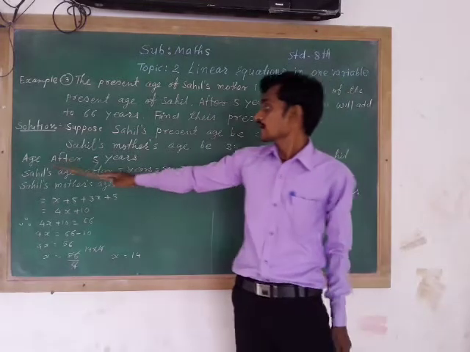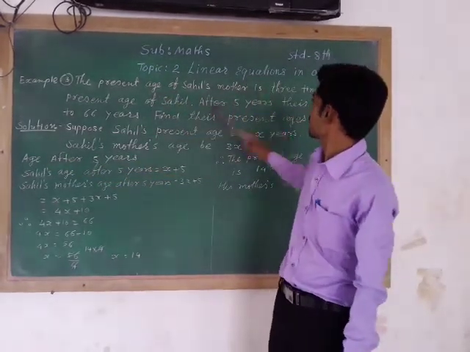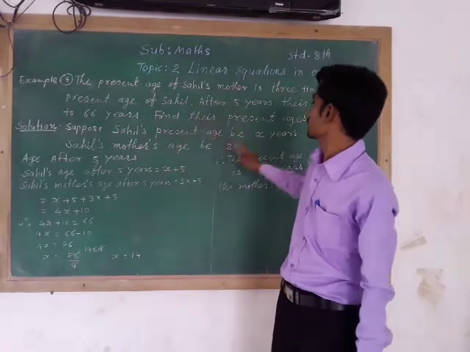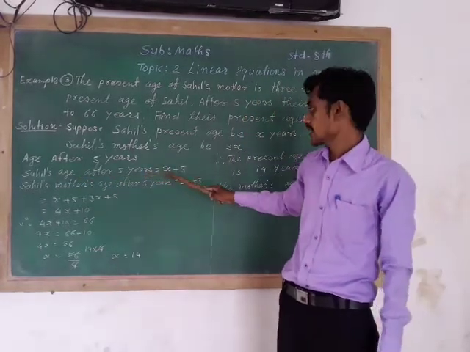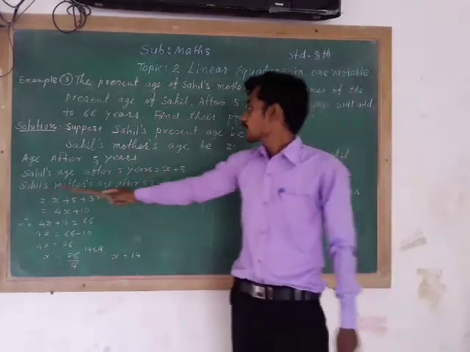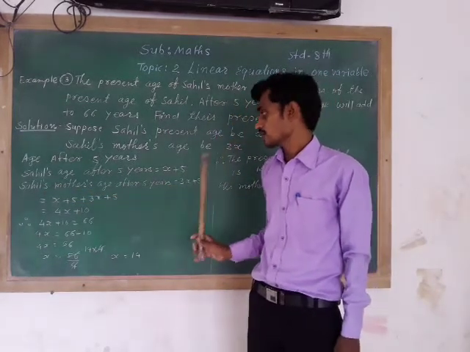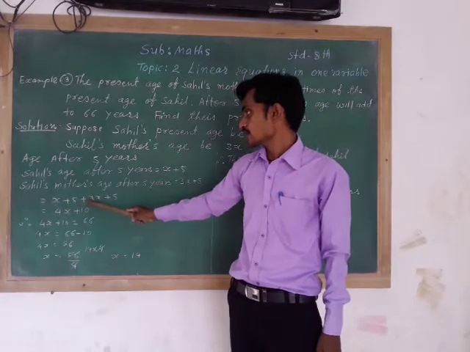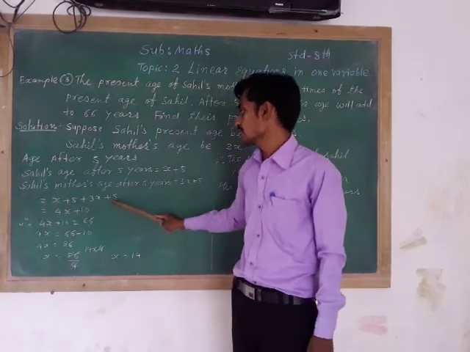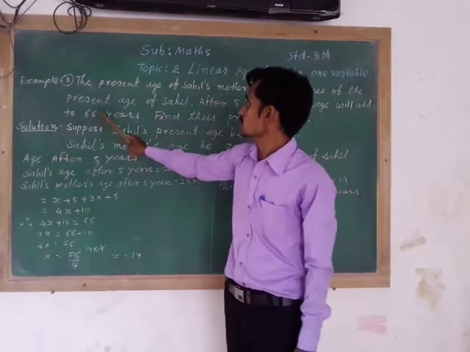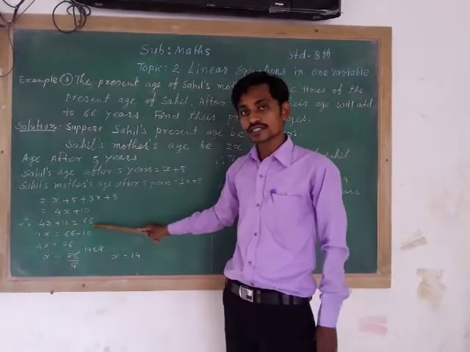Okay. Now the age after 5 years. Clear? Age after 5 years. Okay. So Sahil's age after 5 years means x plus 5. Sahil's mother's age after 5 years is 3x plus 5. Okay. So x plus 5 plus 3x plus 5. x plus 3x means 4x. 5 plus 5 is 10. Now the total is 66 years. Okay. So 4x plus 10 is equal to 66.